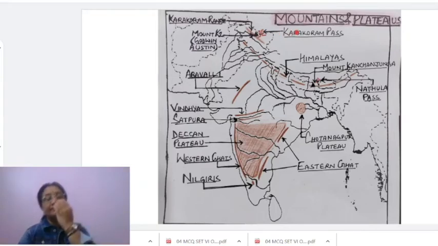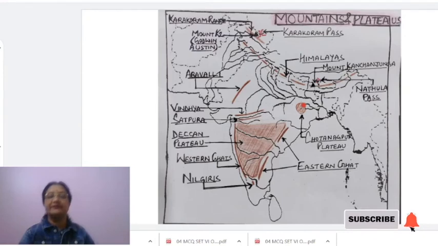Then come down to the main plateaus. The two plateaus you have to mark. Number one is the Chota Nagpur Plateau. This is the plateau you need to mark here. And in the earlier map, you have already practiced the Damodar River. If you remember, you have to mark the Damodar River in such a way that it is touching the two small streams, these two small streams like this, and this is the Chota Nagpur Plateau, number one.